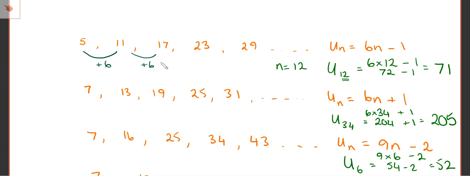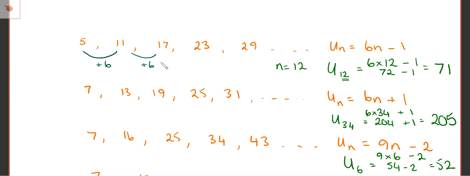Anyone know the word for next to each other? So that begins with C. Content? No. Close. Consecutive. Not a problem. I will expect you to know that at some point. So if we can know consecutive numbers in the pattern, we can work out the plus 6 bit.